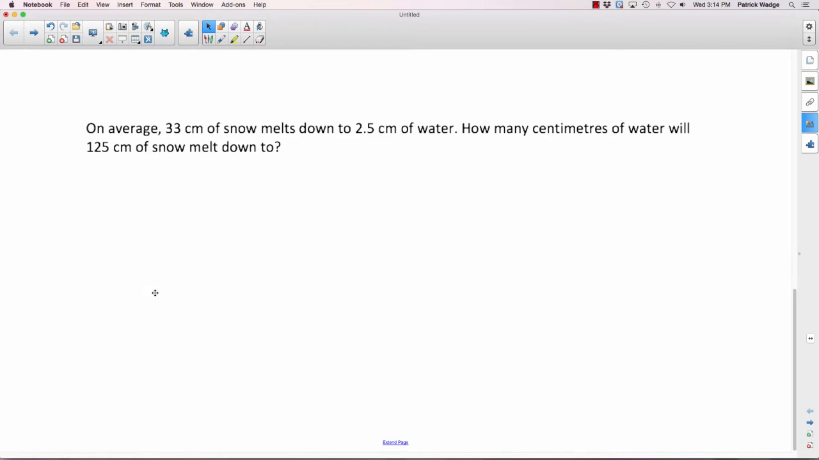On average, 33 centimeters of snow melts down to 2.5 centimeters of water. How many centimeters of water will 125 centimeters of snow melt down to? All right, well, everything here is talking about centimeters, right? We got centimeters, centimeters, centimeters, so the units are all the same. This is a ratio. It actually doesn't matter. If you couldn't even tell if this was a ratio or rate, it really doesn't matter. But this is a ratio.